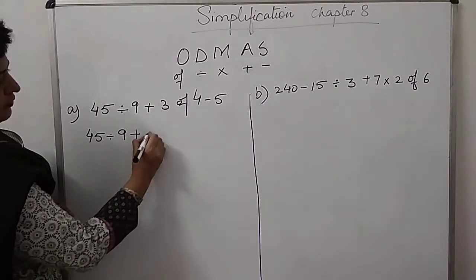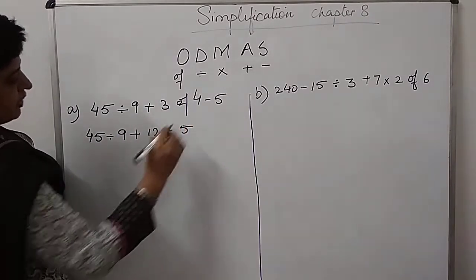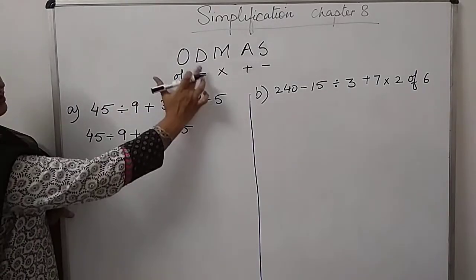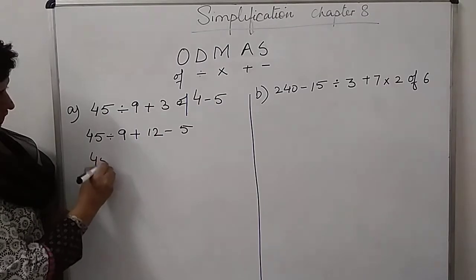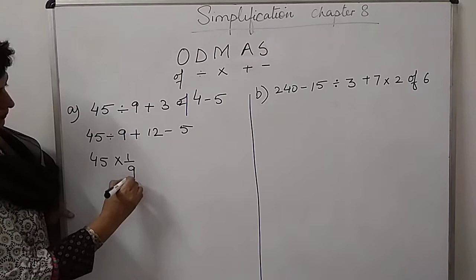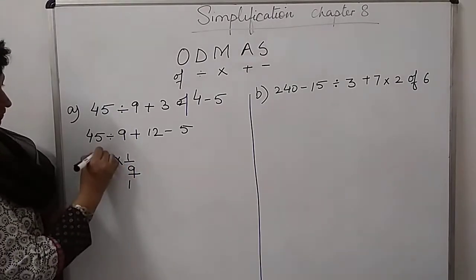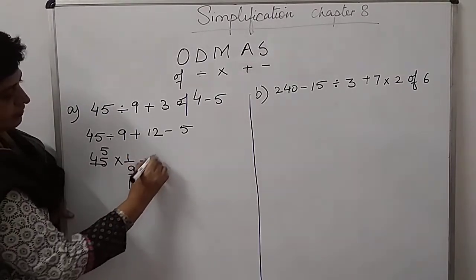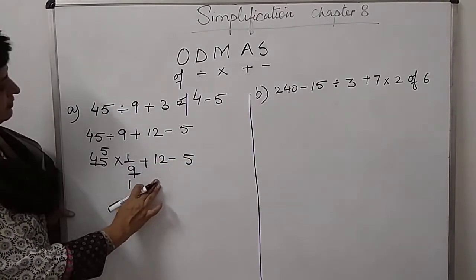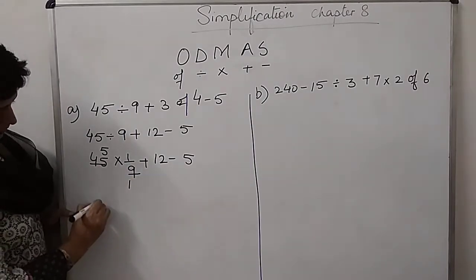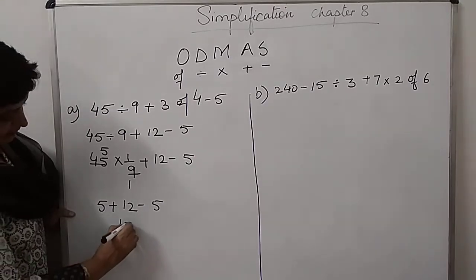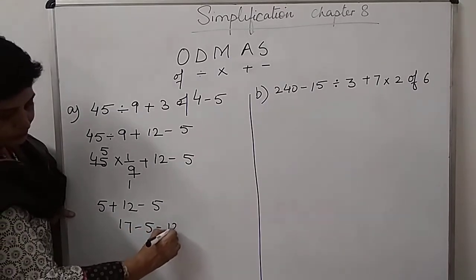Three multiply 4 gives 12, minus 5. Now this is division. Next comes the turn of division. So division can be solved by converting it into multiply and taking the reciprocal of the divisor. 9 ones are 9, 5 nines are 45. Plus 12 minus 5. We'll write the rest of the question as it is. 5 into 1, 5, plus 12 minus 5. So addition, 17 minus 5 gives 12.